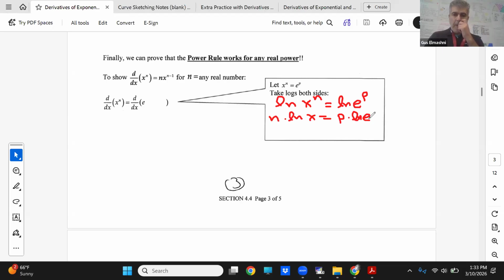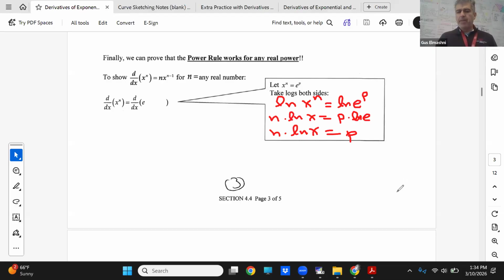So far, okay with that? So p equals this. So we're letting x to the n equal e to the p. Again, you could totally do that.